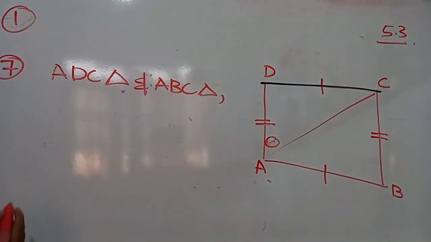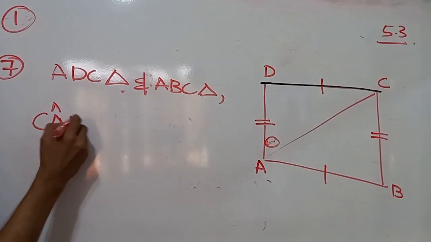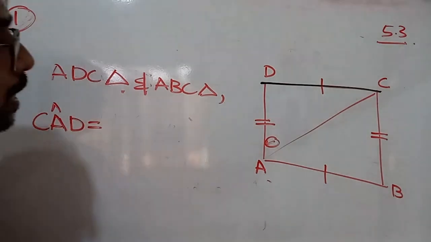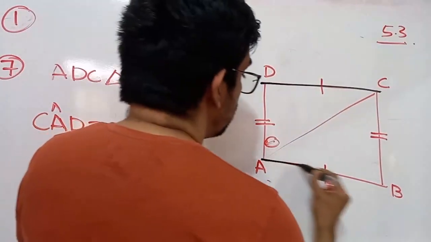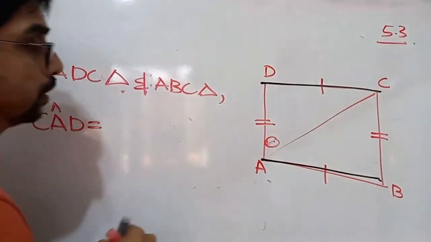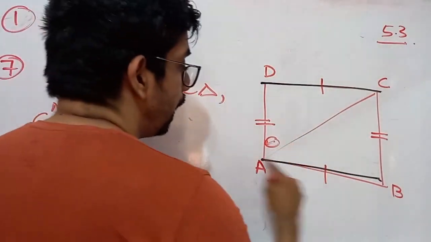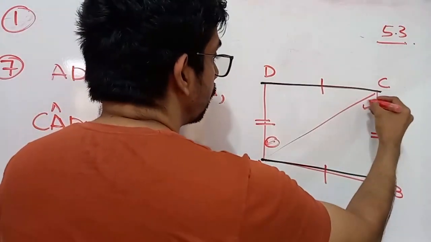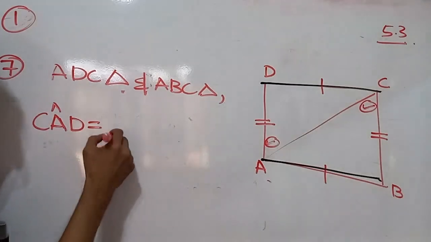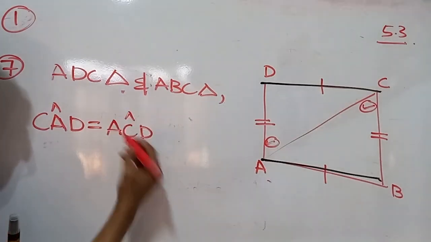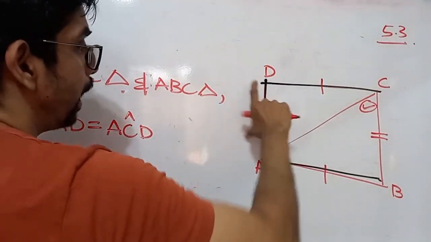So what is that angle? CAD angle. CAD angle that is equal to what? CD and AB are equal in length. What's the opposite angle to AB side? So what's the correct name for that? ACD. What's the opposite angle to AD?